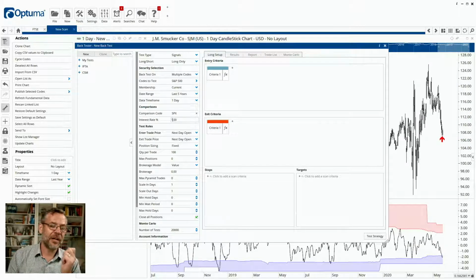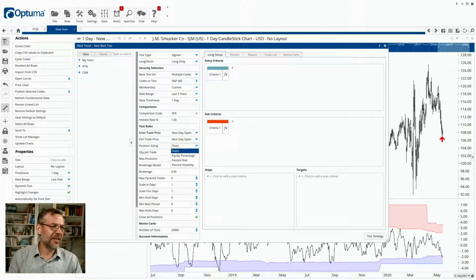Now I've got some test rules that I've got to look at. When am I going to enter? Am I going to enter on the day that I get the signal? Or is it usually going to be the signal day close, or is it going to be the next day? Normally, when I'm doing end of day data analysis, it's going to be the next day that I enter. So that's what we try to do there.